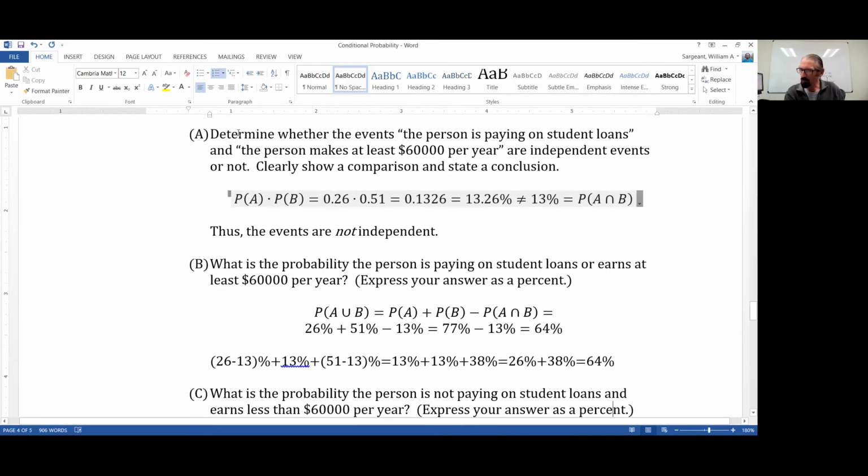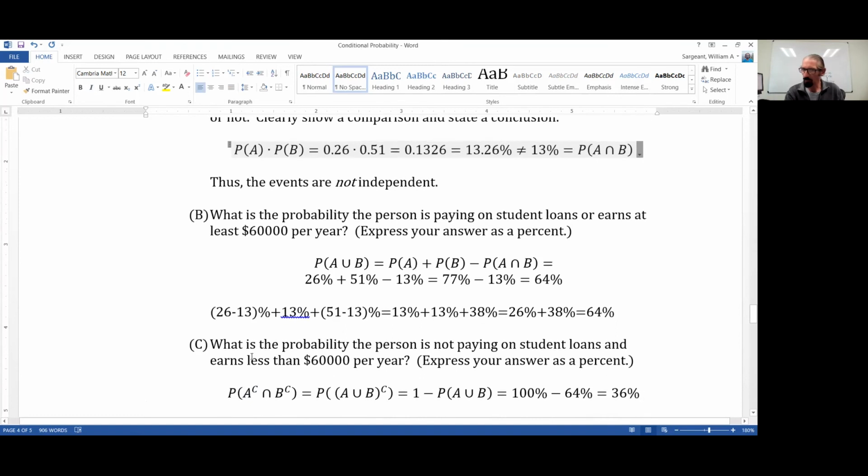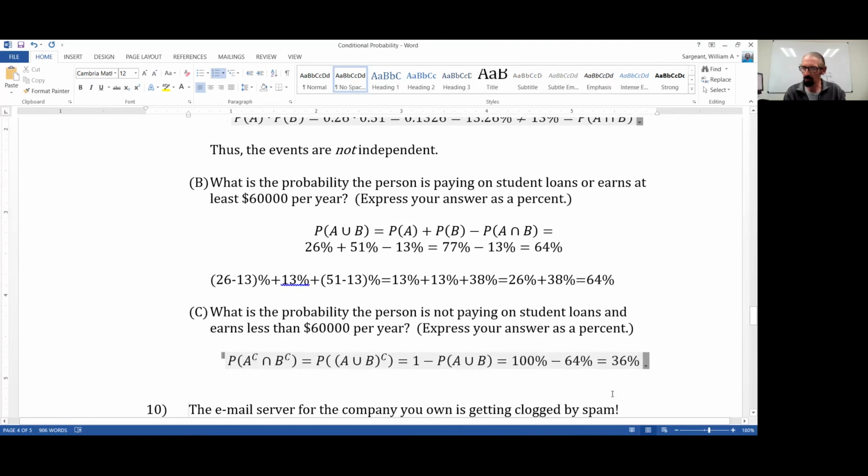So the probability a person is not paying on student loans and earns less than $60,000 per year, that's the part right here, 13%. Oh, sorry, they are neither. They're not paying on loans, but they also earn less than $60,000. So that's 64%. We're going to take that away from 100% and get 36%. No multiplication involved. Okay, that's all I've got for now.